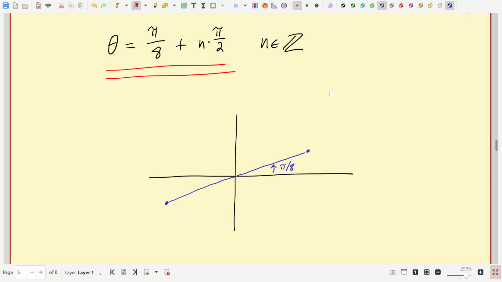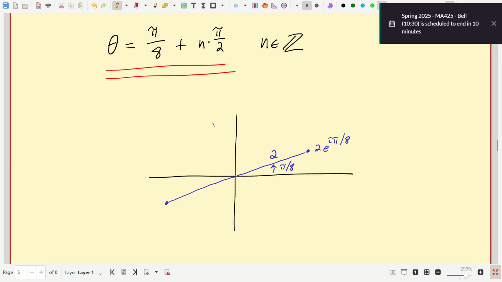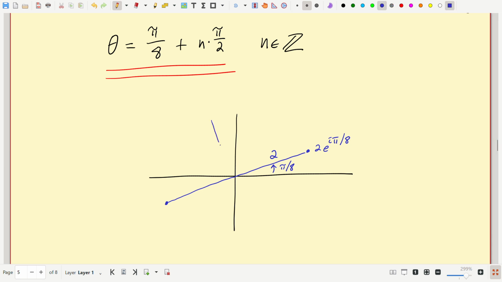There's pi over 8. This is radius 2, and so that would be 2e to the i pi over 8. And then if I add pi over 2 to that, I'm going to get something that's perpendicular to it. All these radii are 2. Pi over 2 is 4 pi over 8, so this would be 2e to the i 5 pi over 8.